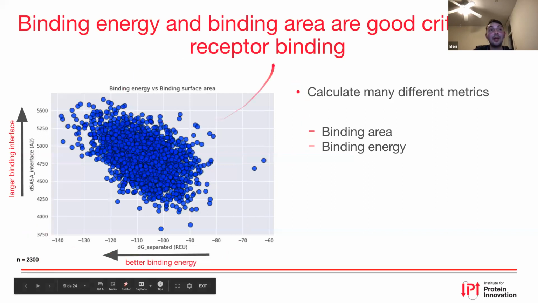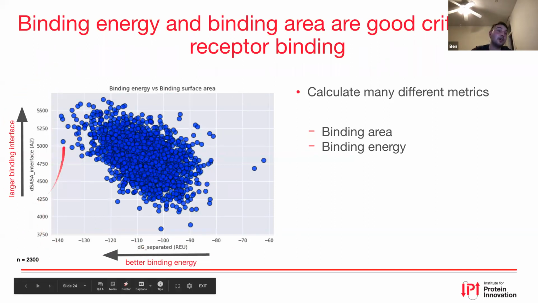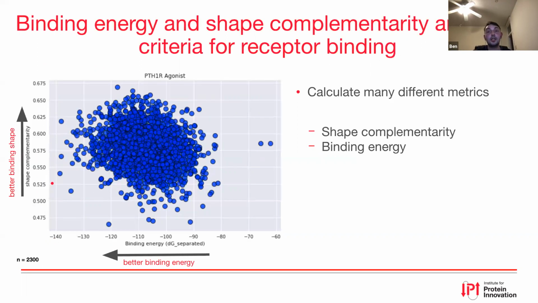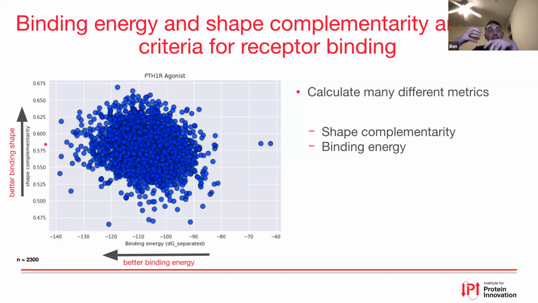So here I'm just plotting some binding energy metrics. On the x-axis is the DG separate, which is the energy it takes to separate the miniprotein from the receptor. So the higher the energy is, the tighter the binding. And on the y-axis, I plotted the binding interface. Also, the larger the interface is, the more residues can interact with each other. So we would assume that designs that fall in this upper left corner are the designs with the most desirable binding. Another binding metric we can look at is shape complementarity, also plotted on the y-axis here. For shape complementarity, you can think about a key fitting into a lock.